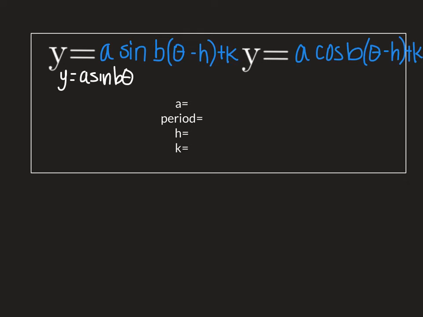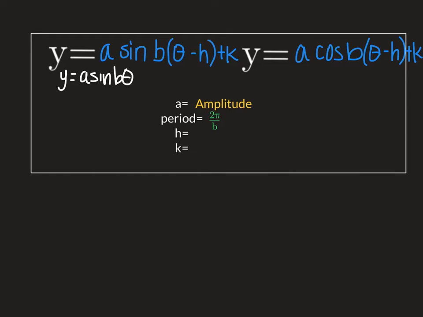So A, we already know that A is the amplitude. To find our period, we are going to do 2 pi divided by the B value.